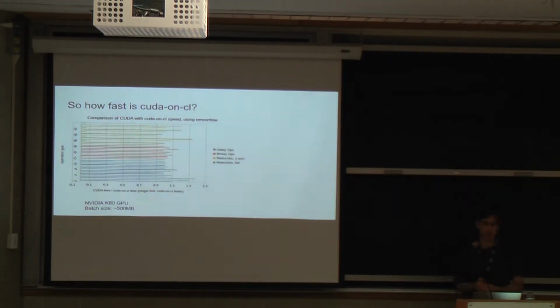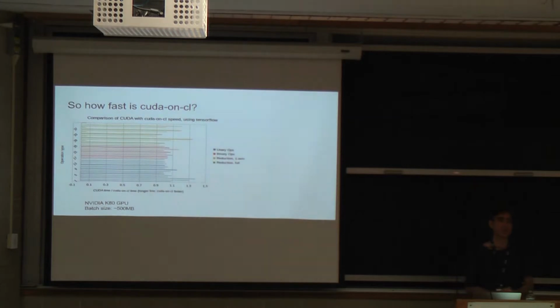So these are all run on an NVIDIA K80 GPU. It has to be an NVIDIA GPU, otherwise I can't compare across. So where these lines are a little bit longer, then the CUDA-on-CL is a little bit faster. Where the lines are a little bit shorter, then the CUDA is a bit faster. And I've done this for unitary operations, which is like hyperbolic tangent, binary operations, which is like power multiply, and then 2 types of reduction. And we can see that for the unitary, binary, and single axis reduction, actually the CUDA-on-CL is running pretty much the same speed as the CUDA.